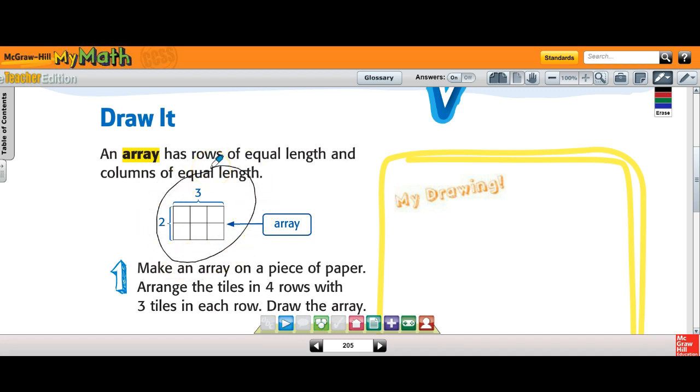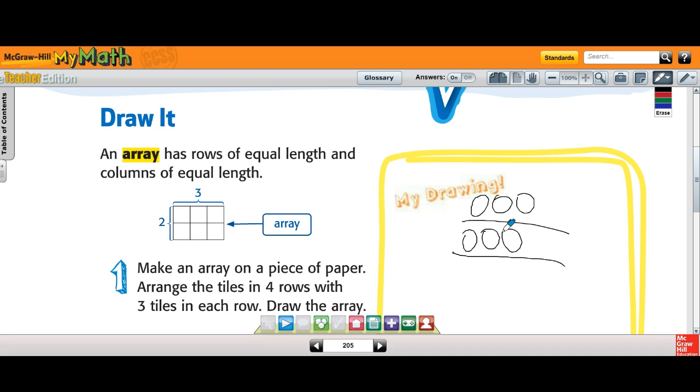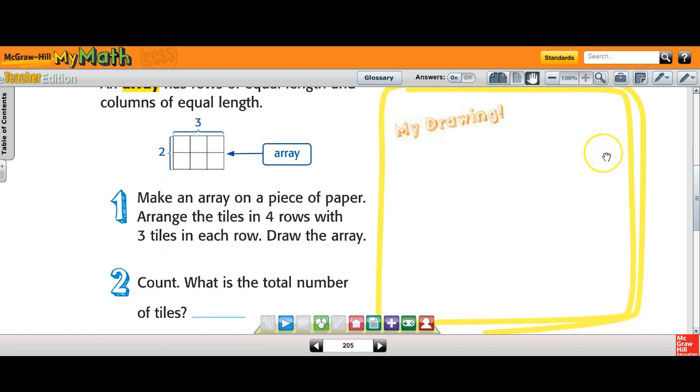Okay, so they made two columns. They made 2 columns. 2 rows, sorry. They made 2 rows, okay, with 3 in each row. Okay, that's called an array. So make an array on a piece of paper. So let's make an array right here on the section that says my drawing.